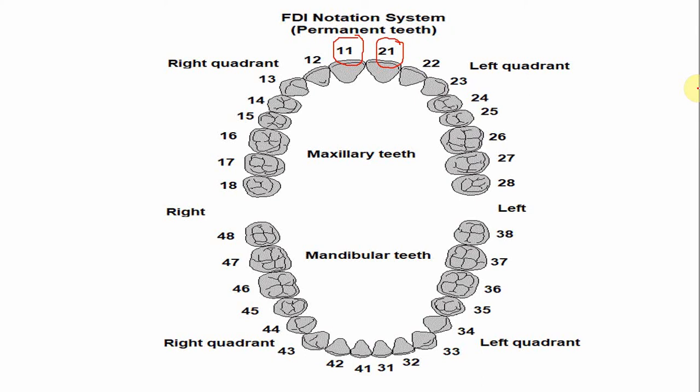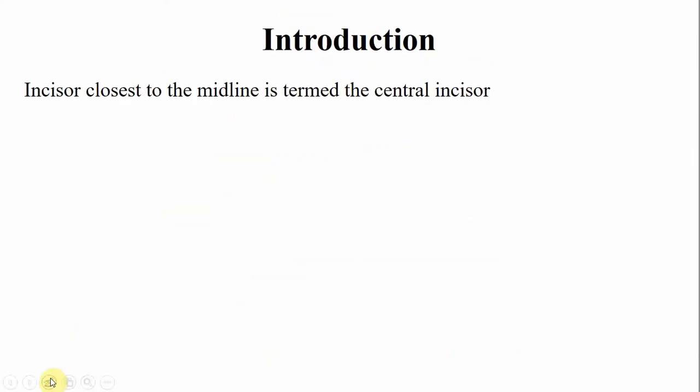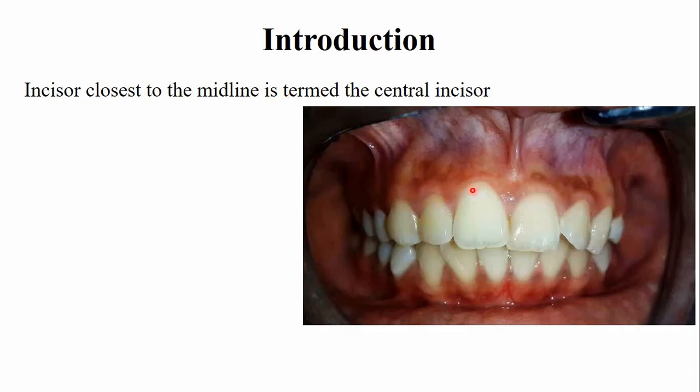So now we will move to the identification points, or the important morphological features of this tooth. Now, these incisors are close to the midline. That's why they are termed the central incisors. These teeth are located in the maxillary arch, and they are centrally located at the midline. So this is the midline, and these are the first teeth from the midline. That's why these incisors are known as the central incisors. This is the central incisor of the right side, and this is the central incisor of the left side.